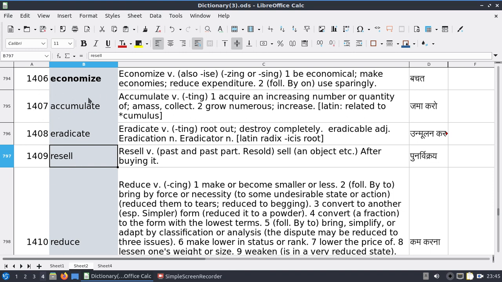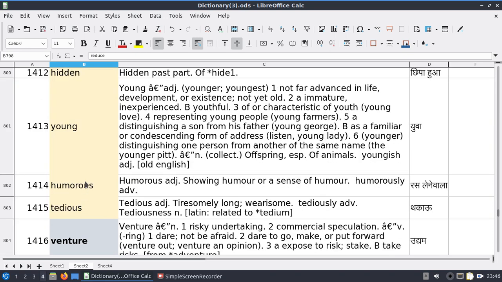So in all these cases, economics is being economical, to save expenses, to not use a lot of things, use sparingly, right? Accumulate is not related, eradicate is also not related, resell also not related, reduce also not related. Actually, there is no synonym for economize in this list. Okay, let's go to the next one.